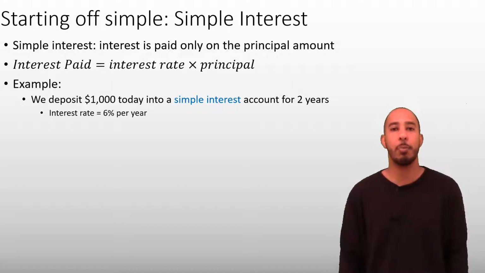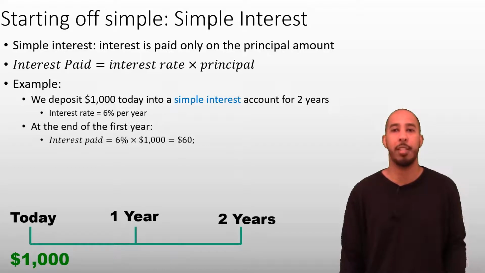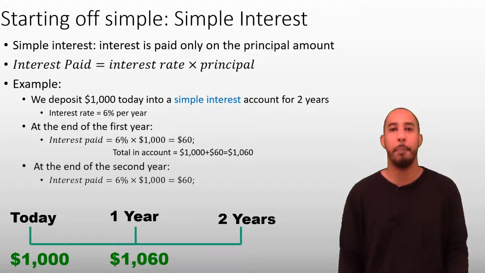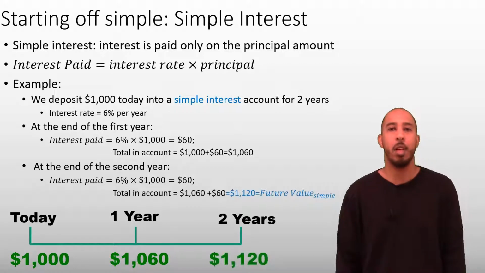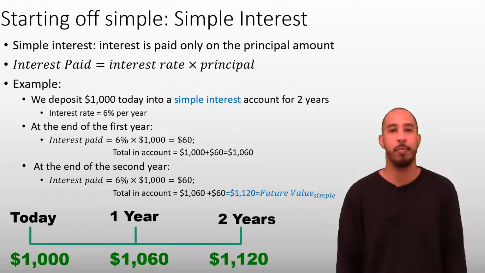If the interest rate is 6% per year, how much is going to be in the account at the end of the second year? After 1 year, we had earned $60 in interest, bringing our account balance to $1,060. After 2 years, we'll earn another $60 in interest, bringing our final account balance up to $1,120. We call this $1,120 the future value with simple interest.